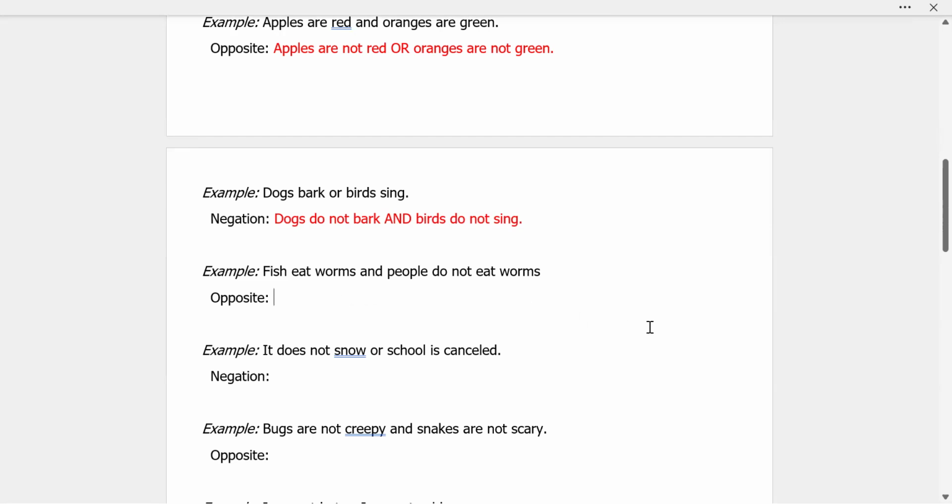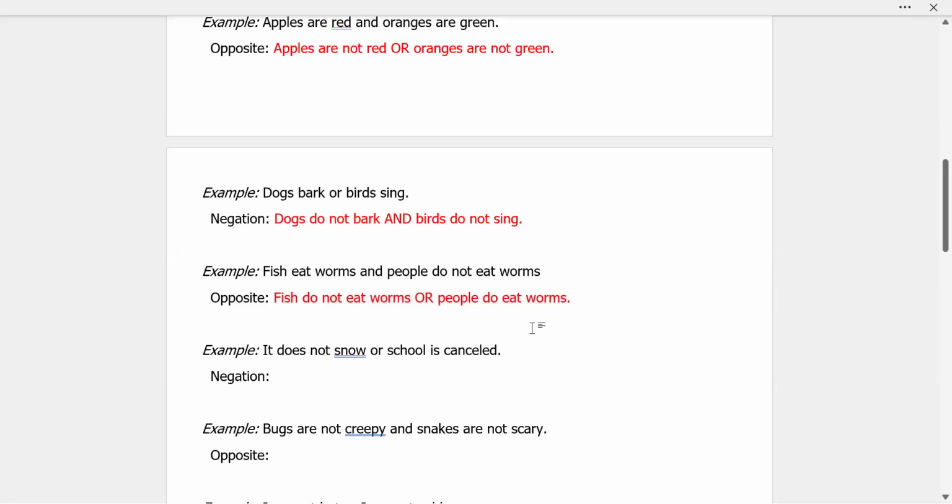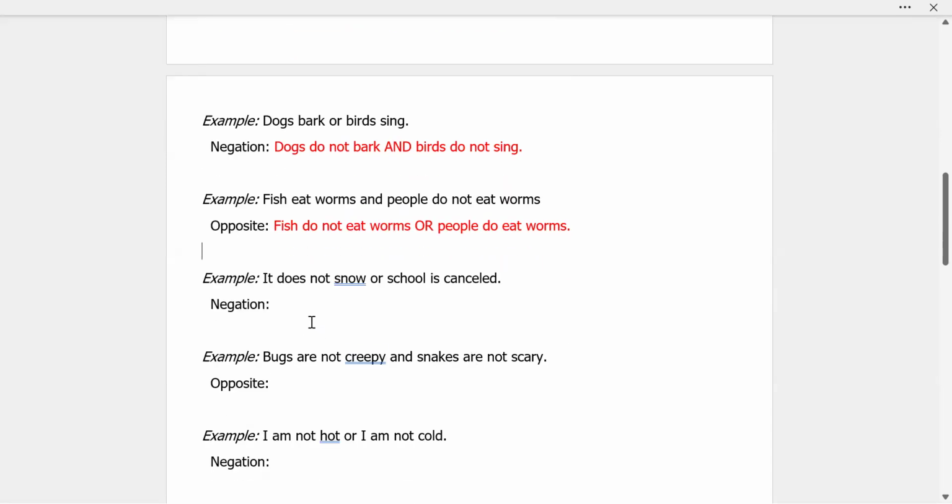Fish eat worms and people do not eat worms. So what's the opposite of fish eat worms? Fish do not eat worms. And the and is going to change to an or. People do eat worms. So is the first one true? Fish eat worms and people do not eat worms. There may be some exception, but in general, people do not eat worms, so that's true. So the opposite would be fish do not eat worms or people do eat worms.